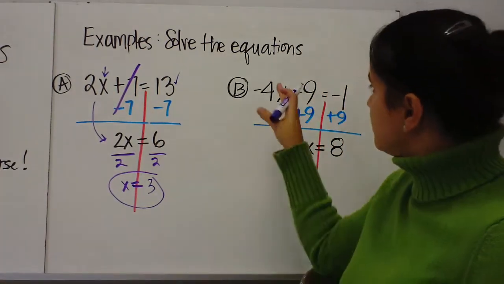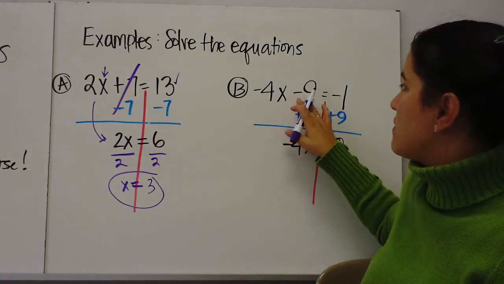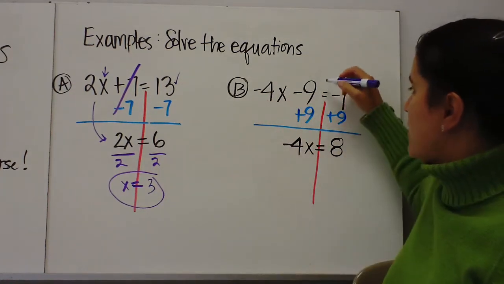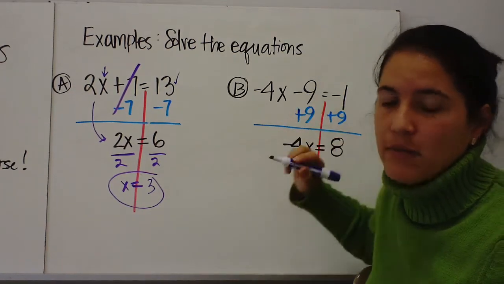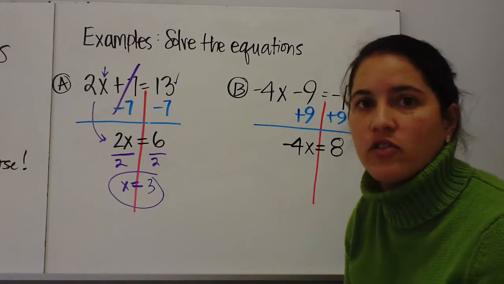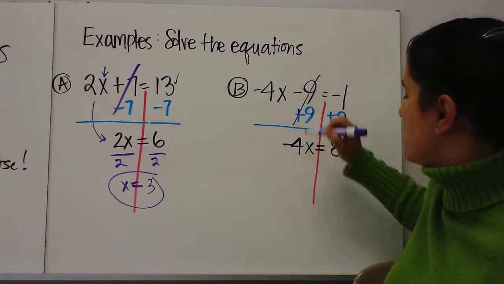Alright, let me show you another one. B, negative 4x minus 9 equals negative 1. I draw my line, and I have to undo the minus. I'm going to add 9. I'm not going to touch it twice anymore. Last year in 7th grade, we touched it twice. So I'm going to just add 9 to both sides.